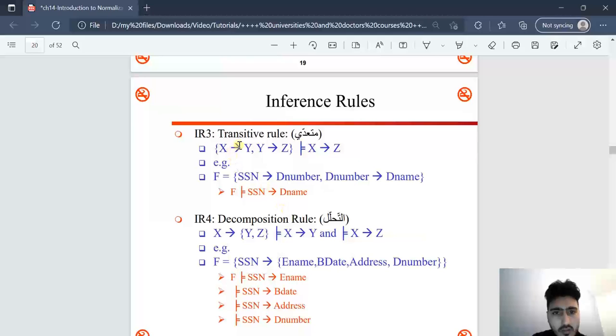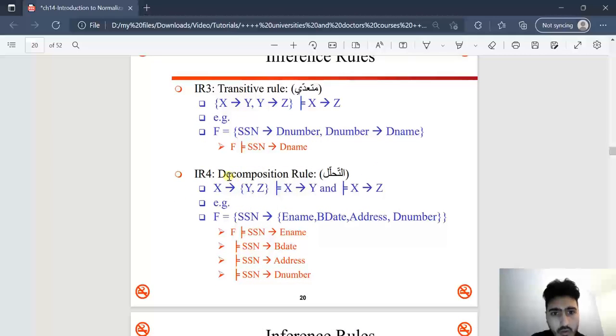The third inference rule is the transitive rule, which says that if X determines Y and Y determines Z, then X determines Z. Because Y is in the middle, X determines Y, and Y determines Z, then X determines Z. So for example, if we have this initial set of functional dependency, the SSN determines the department number, and the department number determines the department name. Then SSN determines the D name is logically implied by F, or you can get this one out of this one by using the transitive rule.